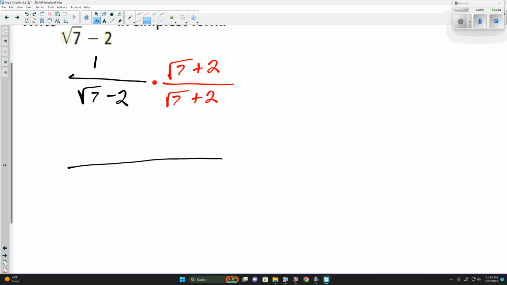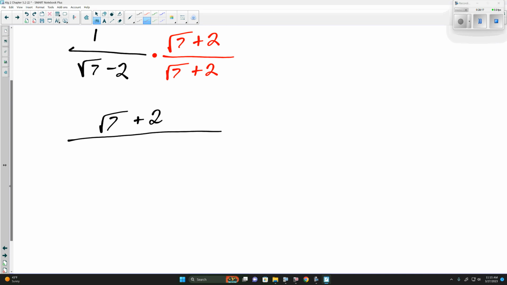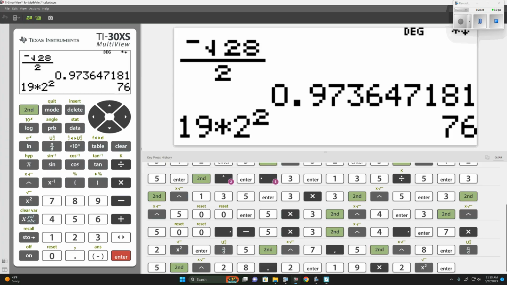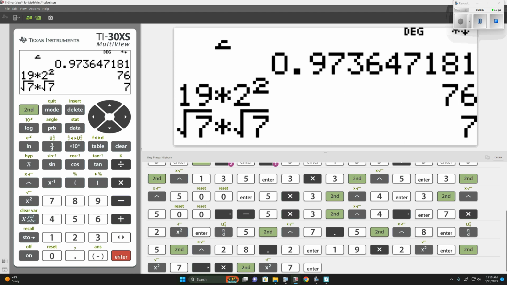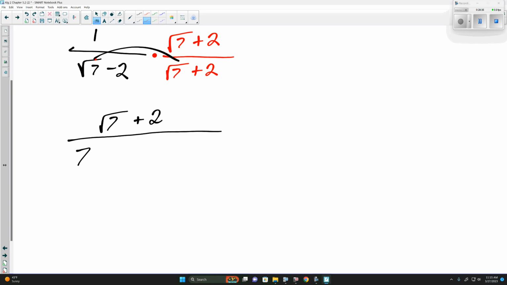Now the numerator, we can multiply the 1 through. 1 times the square root of 7 is the square root of 7. 1 times 2 is 2. In the denominator, we have to multiply this out. Square root of 7 times square root of 7 is 7. We could do that in a calculator. Square root of 7 times square root of 7 is 7. Square root of 7 times 2 is plus 2 square root of 7.